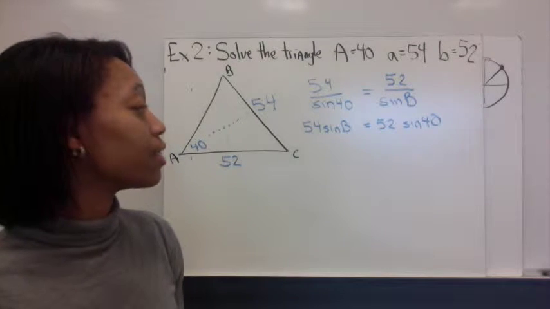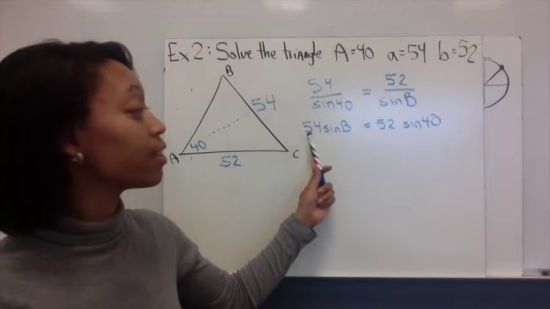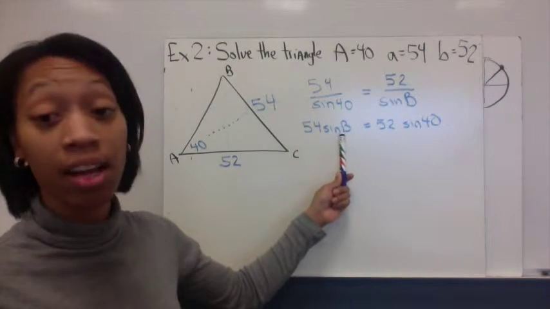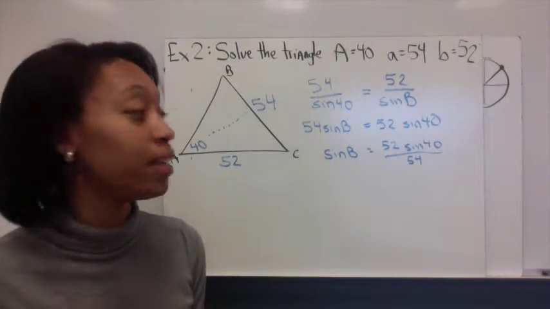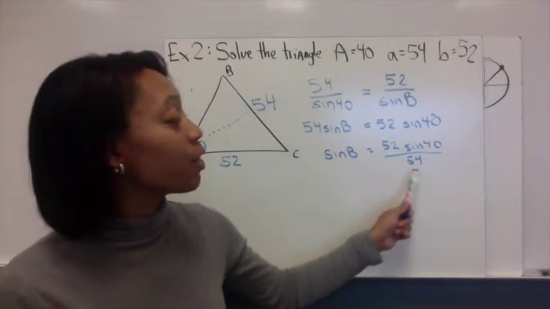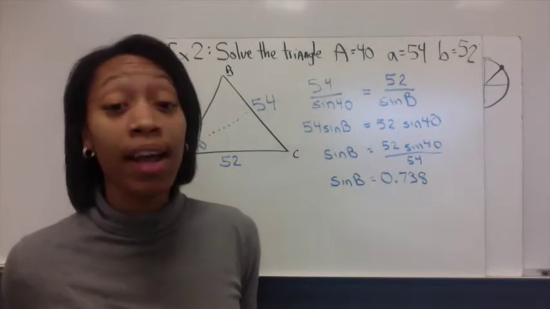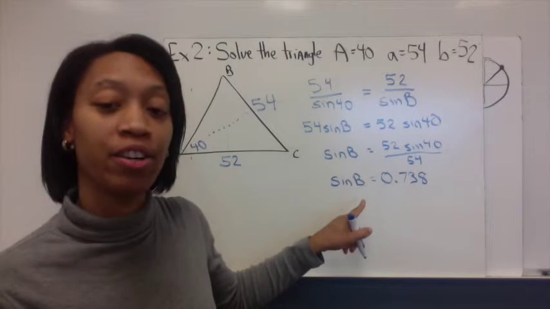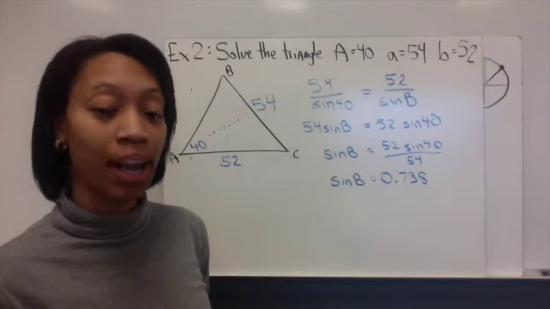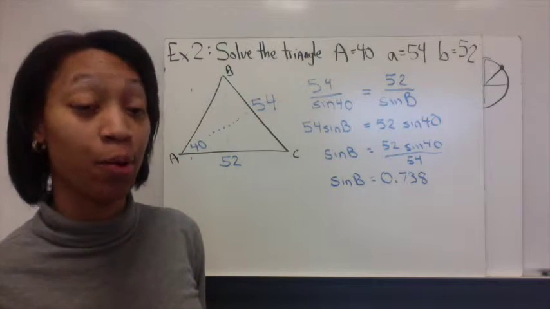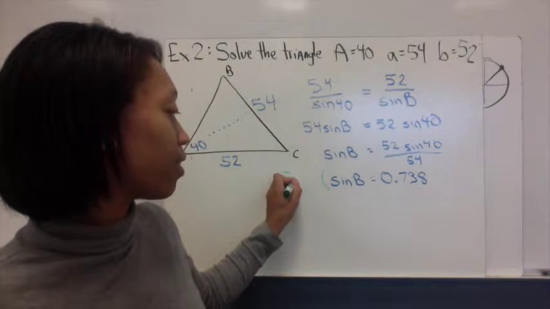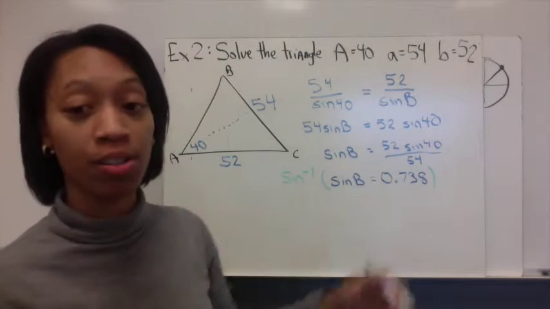All right, so now we can divide both sides. This time we need to divide both sides by the 54, since that's what's next to the sine b. Okay, so the sine of b equals 52 sine 40 over 54. Let's go ahead and put this part in the calculator so we can get a decimal. Okay, now we have one step left here to solve for angle B. In order to make the sine cancel, what I have to do is take the inverse sine of both sides. So I'm going to take this entire thing and I'm going to take the inverse sine of both parts.